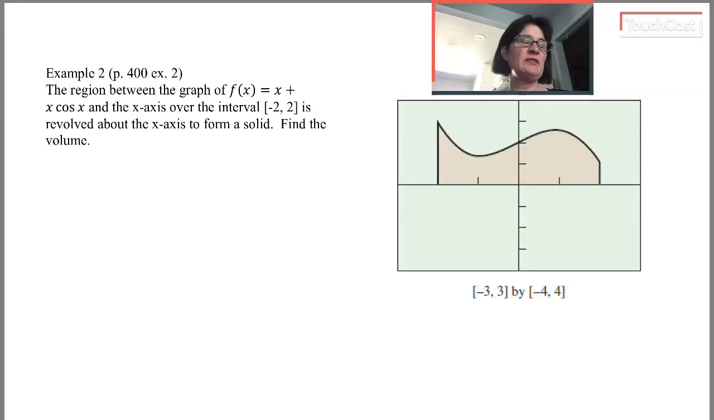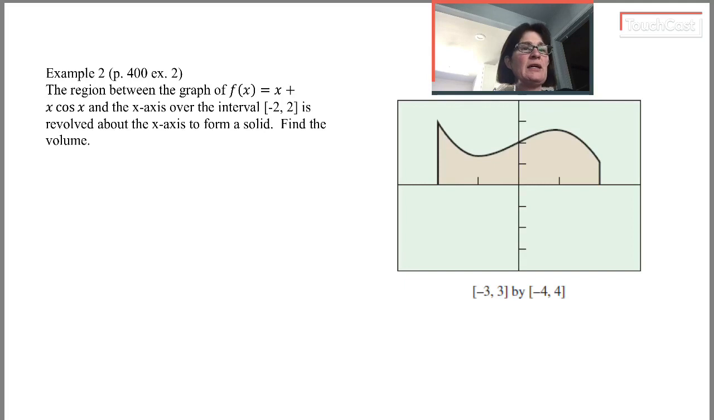Here's another example of us finding a volume of a solid of revolution by using this slicing into disk shapes method. So here, this one's from your textbook, we've been given a curve. It happens to be x plus x cosine x. And we're asked to revolve it around the x-axis and find the volume of the solid that is produced.